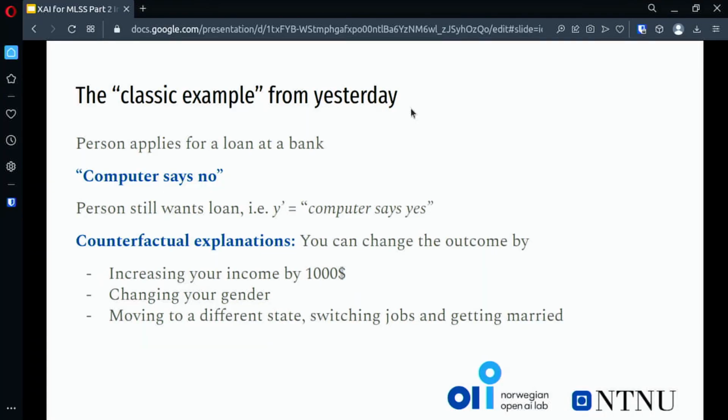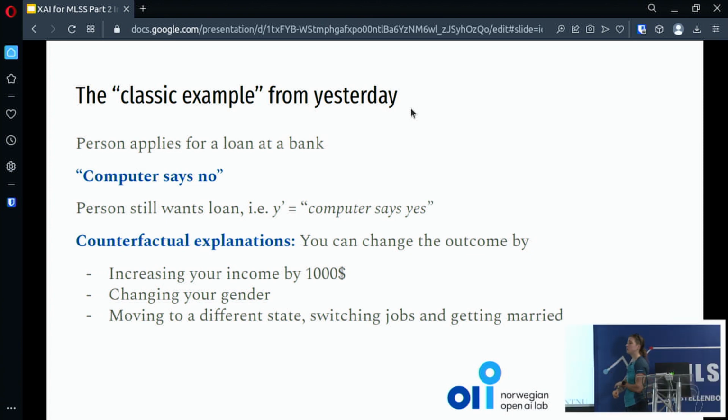But let's go back to the classic example that I told you about yesterday. A person goes to the bank, applies for a loan, and the computer at the bank says, no, you don't get the loan. Then the actual case here is computer says no, but the counterfactual case, the case that you desired or expected, is computer says yes, right? That's what we want. So here we have a prediction y, which is no, and then a prediction y prime, which is yes. And now I would like to know what I have to change in my input x in order to instead get prediction y prime.